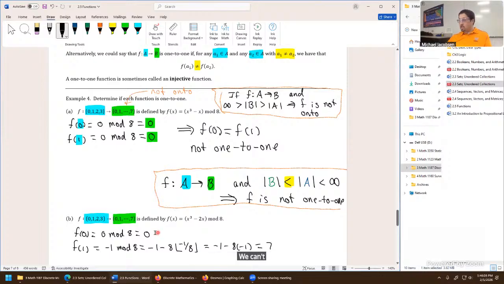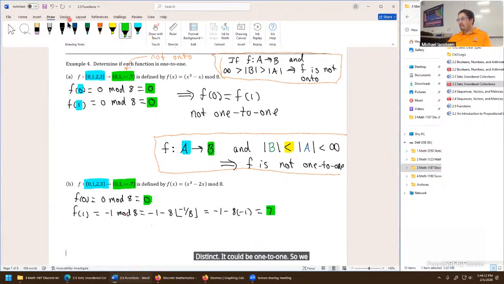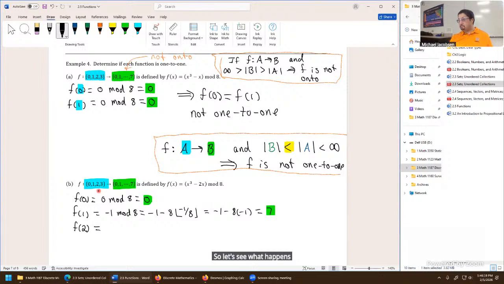We can't stop yet. So far, all of our outputs are distinct. It could be 1-to-1. So we keep going. If there's no overlaps whatsoever, we'll just say it is 1-to-1. So let's see what happens when we map 2. f at 2 is going to give us 8 minus 4. So this is 4 mod 8. Let me double check that. 8 minus 4. Okay, I think we've got a 4 there. 4 mod 8, that just outputs a 4. And still, there's no collisions on our output values.